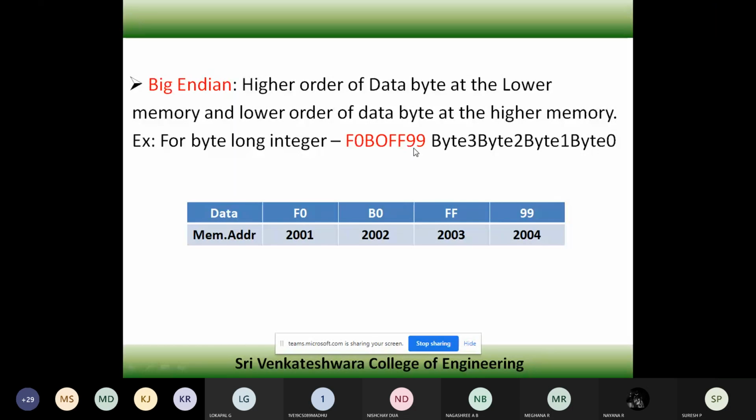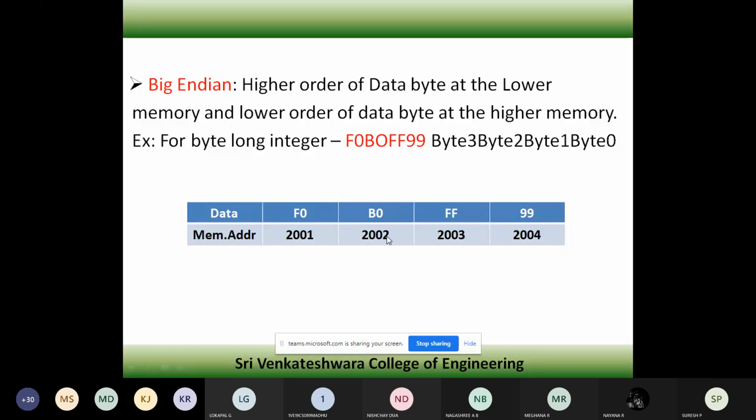Lower byte is byte 0, which is 99. So next is byte 1, the byte next to the lower byte, which is FF. That will be stored in address 2003. Now B0, which is byte 2, will be stored in 2002, and F0, which is byte 3, will be stored in 2001. So this is how the data will be stored in big endian.